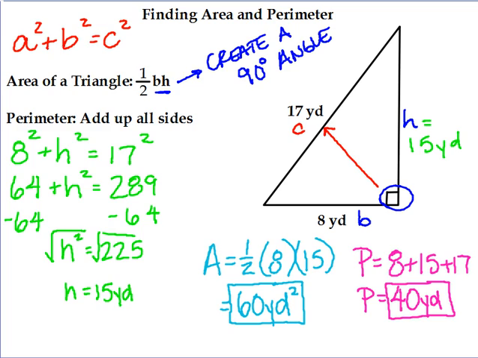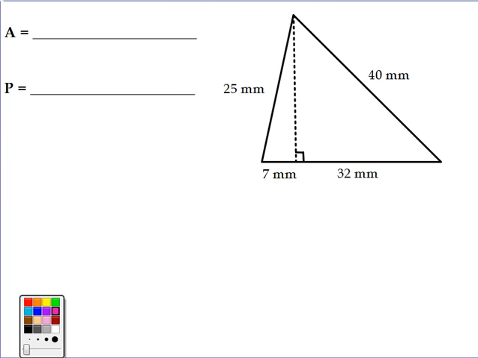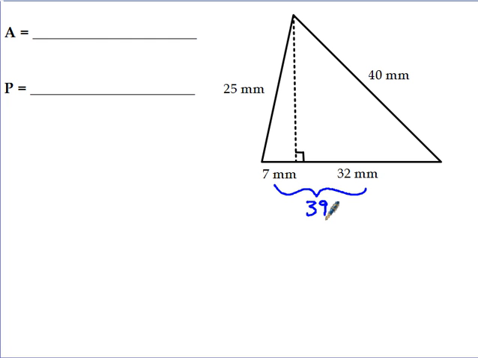So on my next problem, I want to do, again, my area is 1/2 base times height. So here's my little 90-degree angle here. So this is going to be my base. Those together would be 39. And then I need to find my height again. I'm still not sure of what my height is. But I could find the perimeter right now.